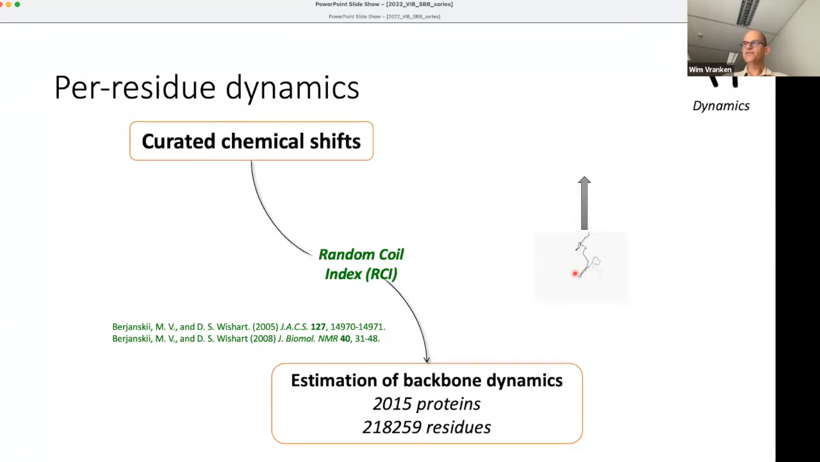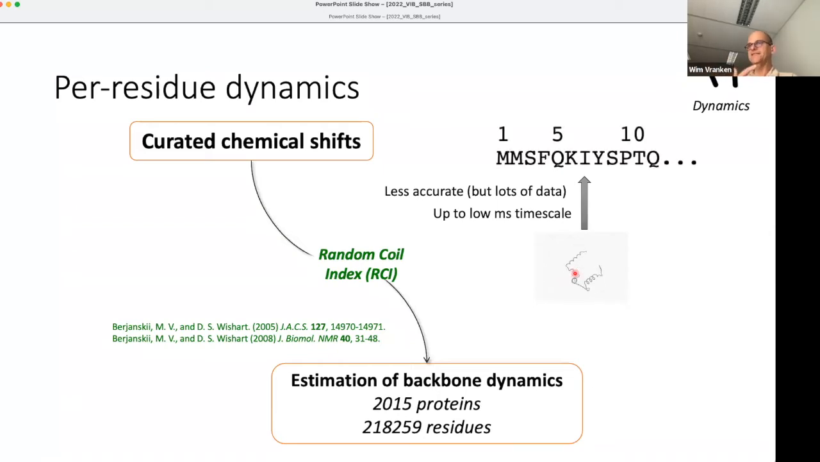So basically what you do is you try and relate the information for the protein in solution directly to its sequence. Now, this is less accurate, of course, than doing very specific NMR experiments, but in this case, you have lots of data. Also, this incorporates movements up to the low millisecond time scale. So basically what you have is a data set that relates the roughly accurate behavior of the residues to the sequence.